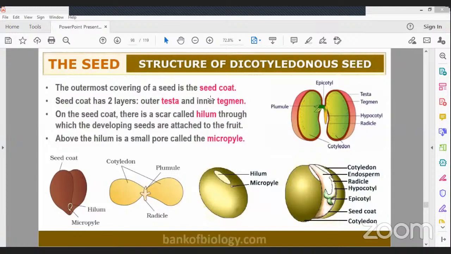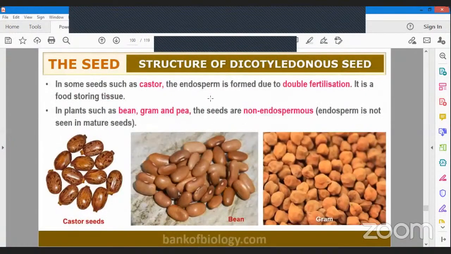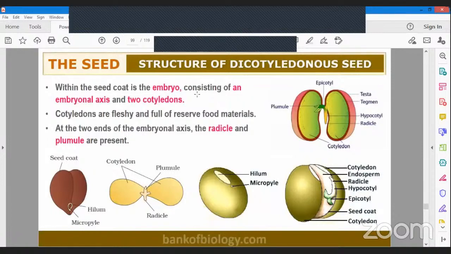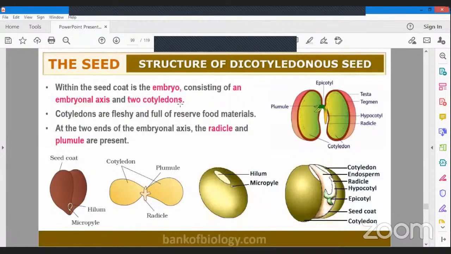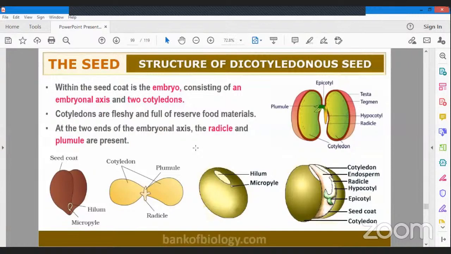Done. So we go to the next part. Within the seed coat is the embryo consisting of embryonal axis and cotyledons. Cotyledons are fleshy and preserved food material is present in them. Every time they germinate, it should be able to provide material for the growing seedling. At two ends of the embryonal axis, radicle and plumule are present. Radicle will form the root, plumule will form the shoot. Take it down fast.